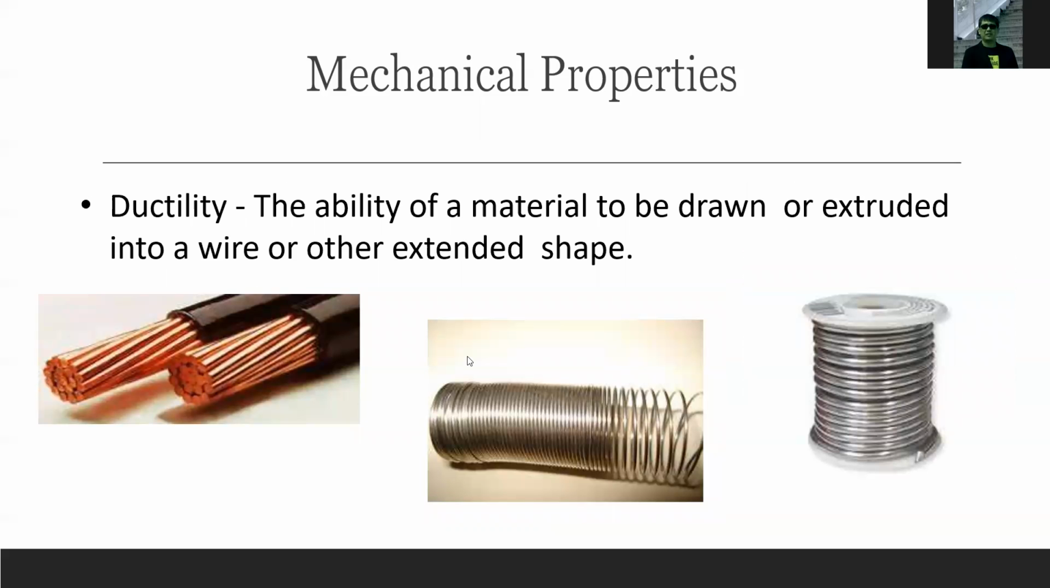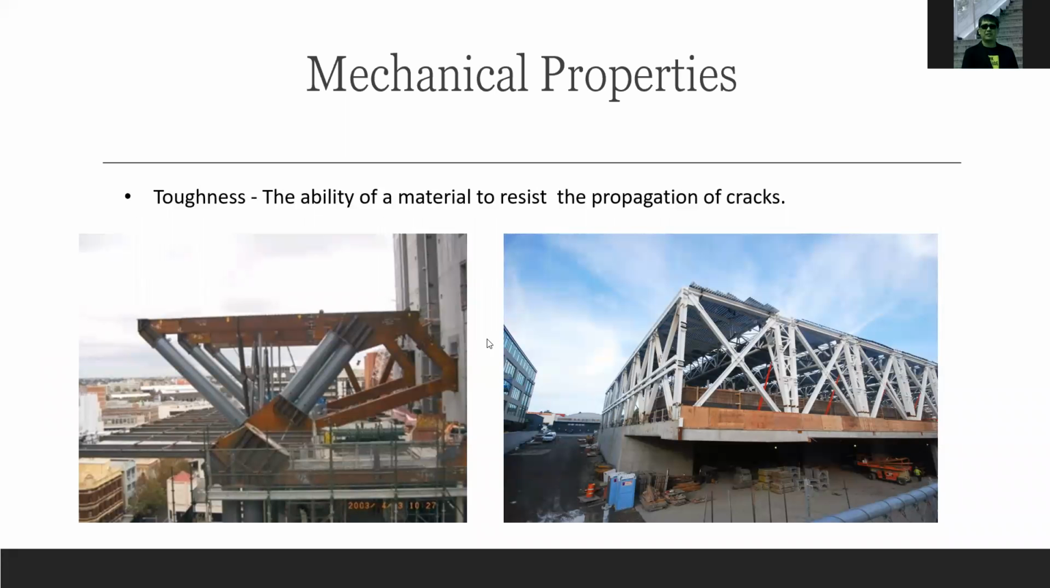Another mechanical property of a metal is ductility, the ability of the material to be drawn or extruded into a wire or other extended shape. So this is the ductility of the metal. The toughness, the ability of the material to resist the propagation of cracks. So another property of the metal is for use under constant load, and this type of metal has this characteristic of toughness.